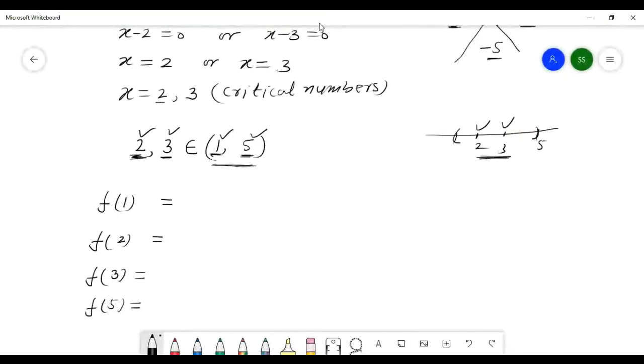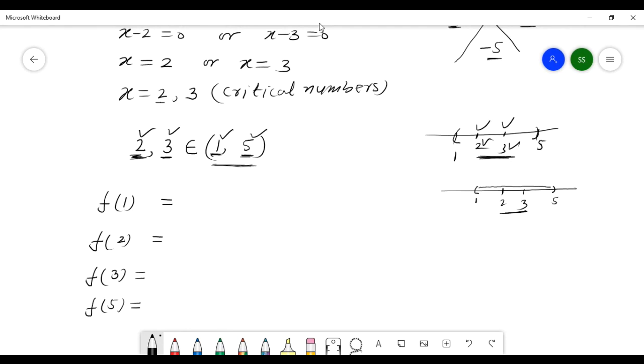Yes, this is the rule. Here 1 is present, here 5 is present. This is open, but you have to see between 1 and 5. So these two and three are between 1 and 5. See, here 1 is present, here 5 is present. You have to see from 1 up to 5. So 2 is present between them and 3 is present between them. You have to see between 1 and 5. Okay, right? This is the rule.